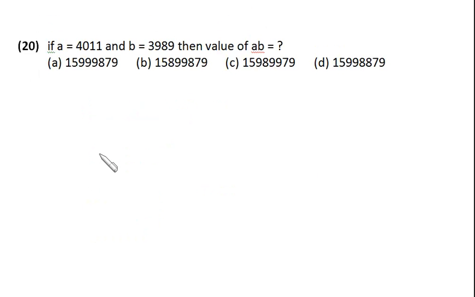Now this problem, 4011 and a is this, b is this, find the value of a, b. That means precisely you have to find out the product. Okay, now product will be what? See, this is 4000 plus 11 and it is 4000 minus 11. So a plus b into a minus b, that is a square minus b square, right? So 4000 square minus 11 square. That's your answer.